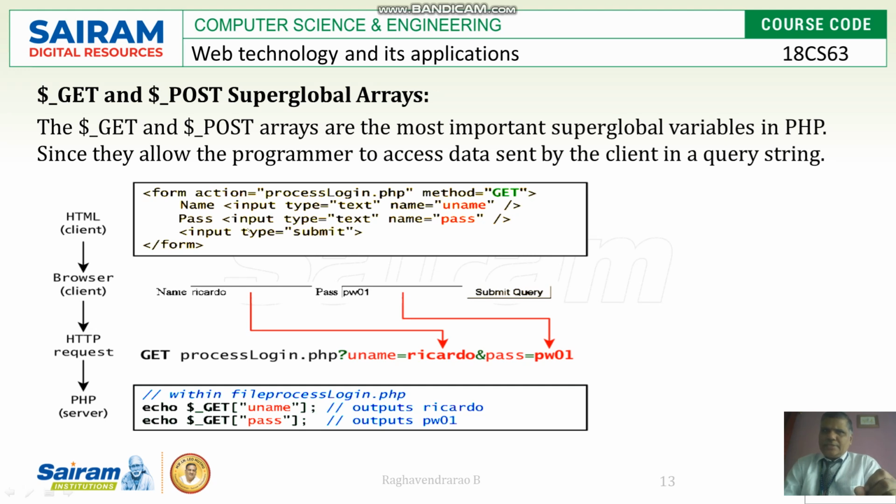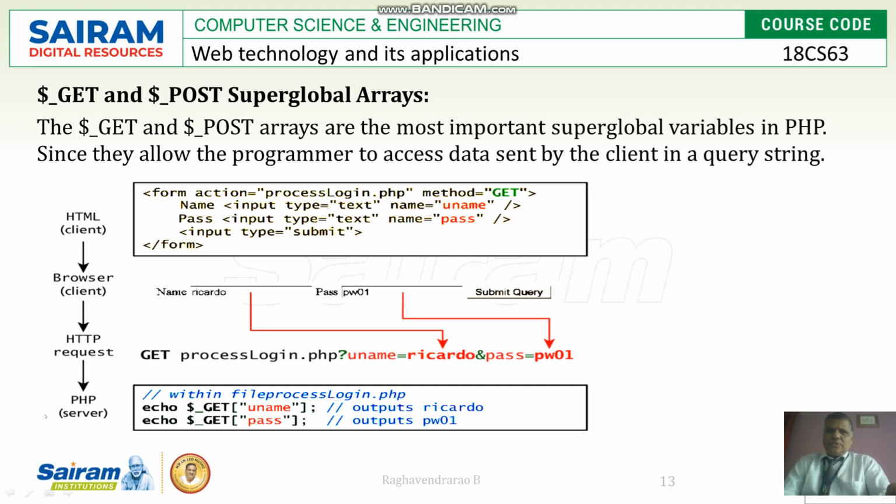So when you execute this from the client side, you'll get the output on the screen: name, password, submit query. You enter the name and the password, and when you click submit query, it goes to the HTTP request. The GET method is going to get processed over here. The program process_login.php takes this query string: username and password. Username is Ricardo, password is PW01.